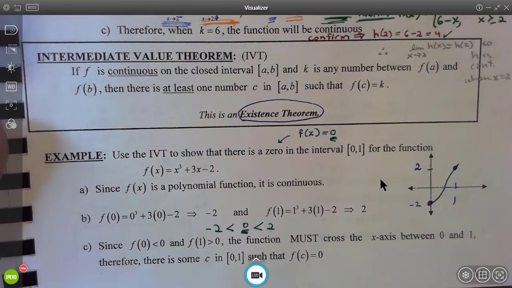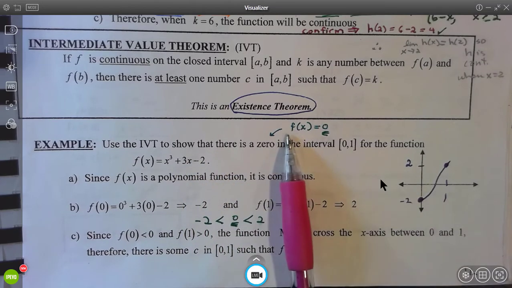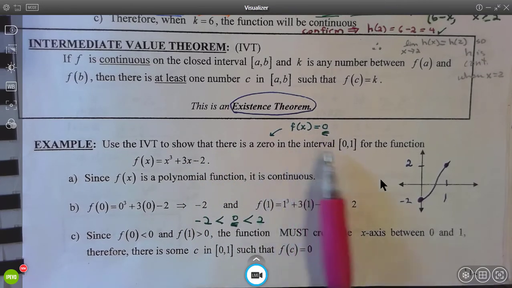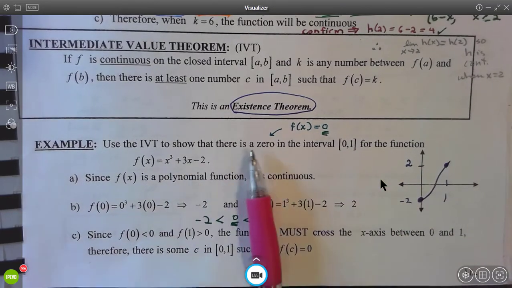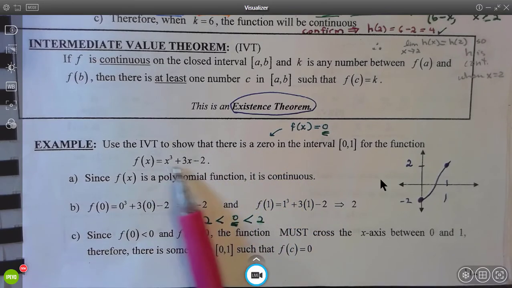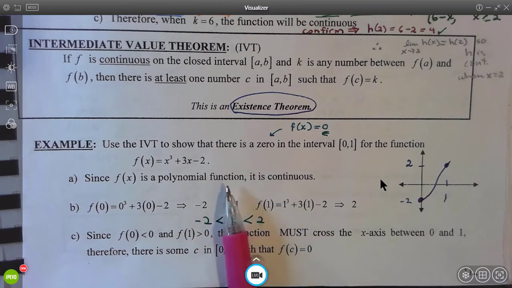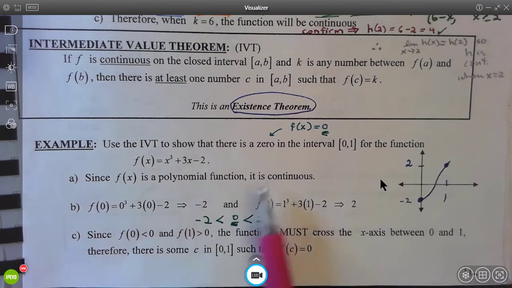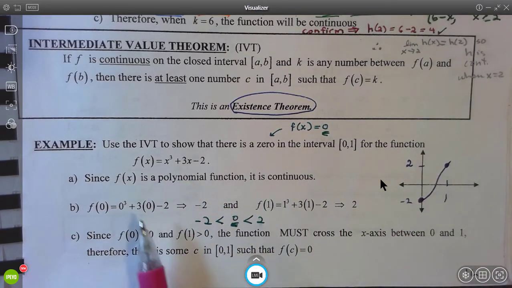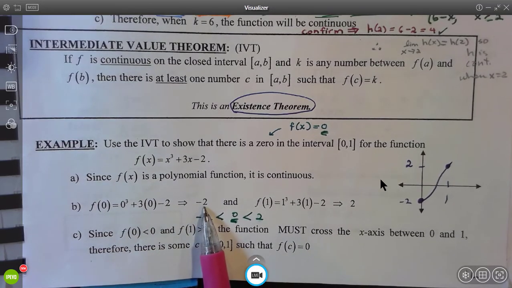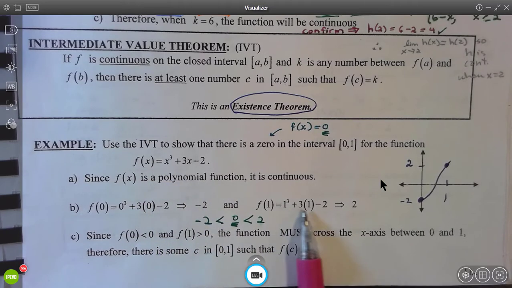But let's do a nice little example. We're going to use the intermediate value theorem to show that there is a 0, in other words, f of x equals 0, in the interval from 0 to 1. Notice that's a closed interval for this function. So I want to know, is there some place where this thing equals 0? Since f of x is a polynomial function, we know from what we learned in the last section that it is continuous. So now I want to find f of 0. Substituting 0 for x, I get -2. And I want to check the y value at the other endpoint, f of 1, and we get 2.